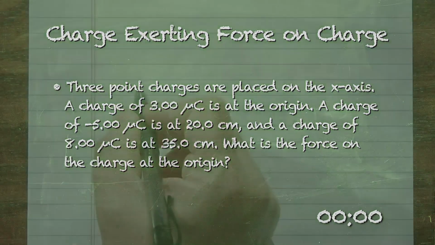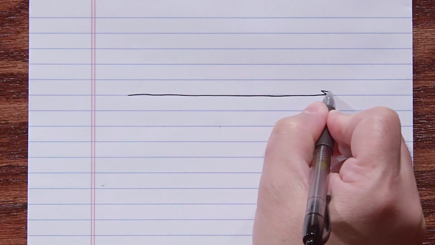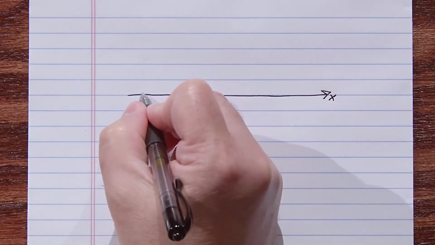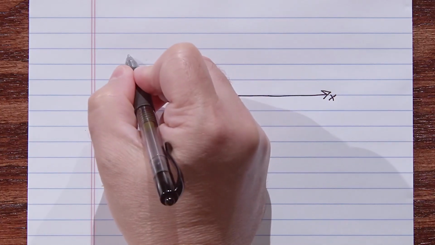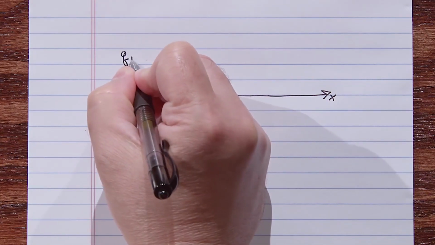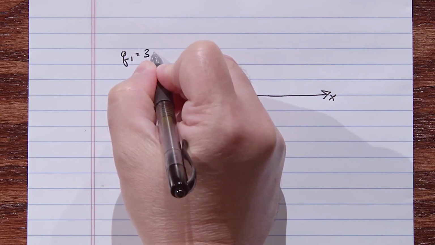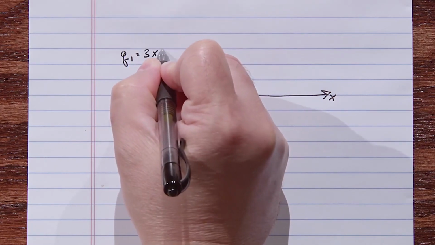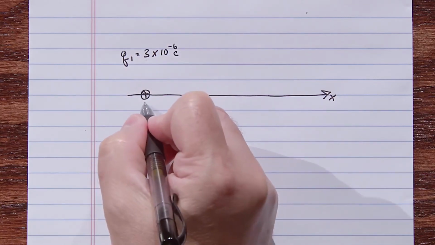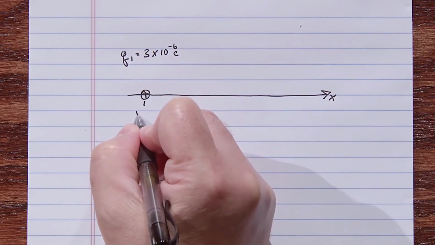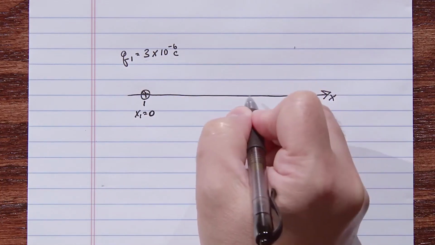Okay, let's draw a diagram of that. First I'll draw my x-axis, and I'll draw my 3 charges. Here's my positive charge. We'll call it Q1, and it has a charge of 3 microcoulombs, which is 3 times 10 to the minus 6 coulombs. And that is located at x1 is equal to 0.